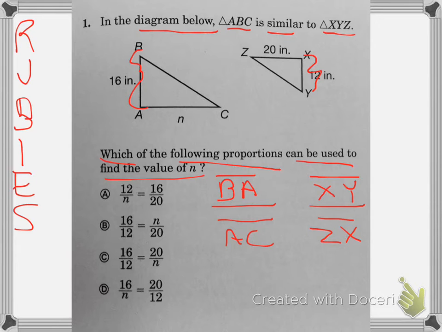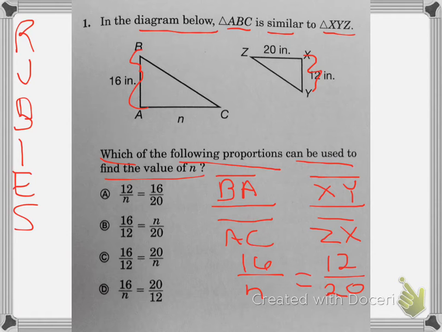So now I'm ready to go ahead and replace my sides by actually putting in the numbers. So I take a look. Well, side BA is 16. And the corresponding side, XY, is 12. I see that side AC is n, that's what we're trying to figure out. And its corresponding side, ZX, is 20. So now, I'm ready to solve my proportion.